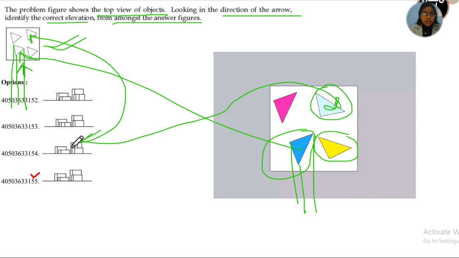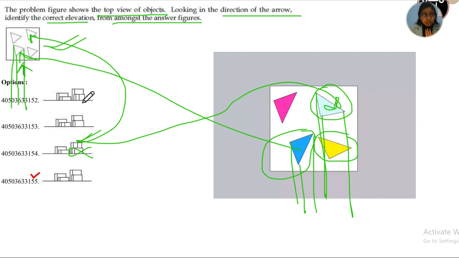But here you are getting to see 4 lines. If you draw its elevation, you will get to see only 3 lines of this sky blue triangle, not 4 lines. So option C is wrong. Now we are left with A, B and D.